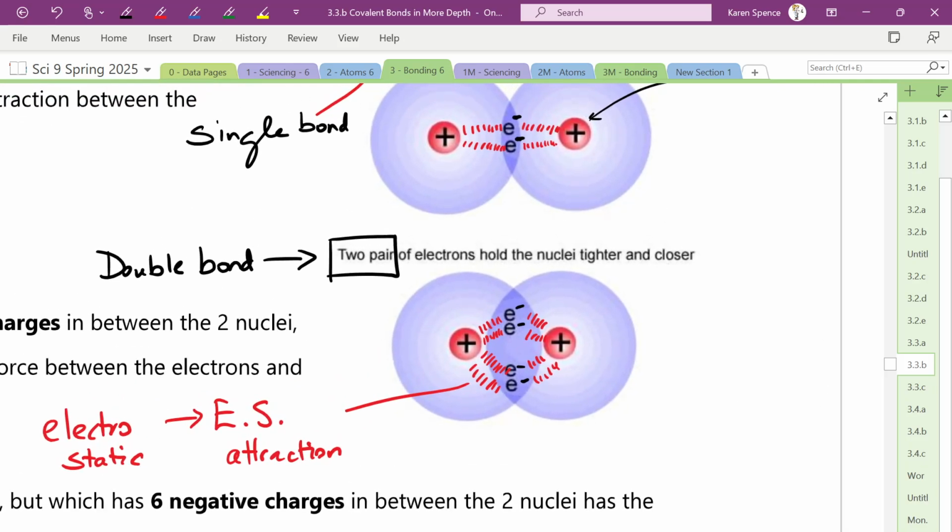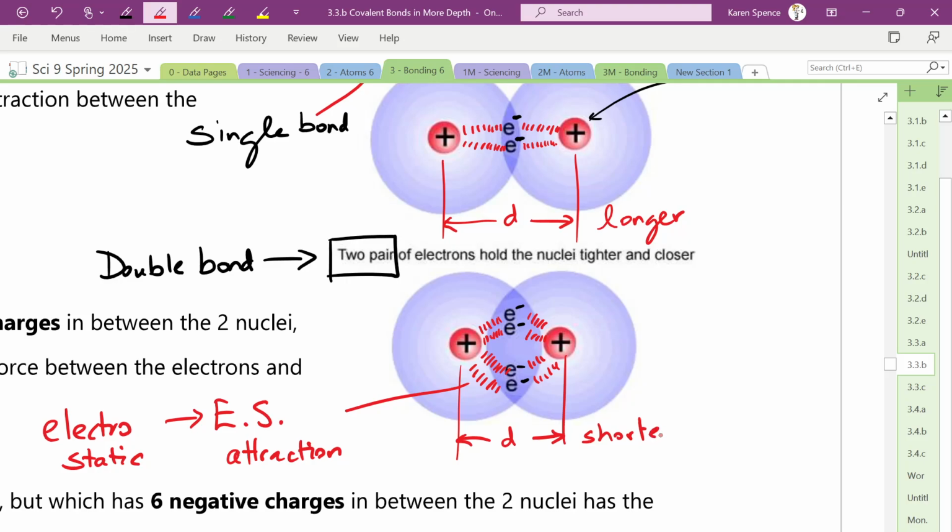And you'll notice that this distance is longer. And the distance here is shorter. So a single bond is longer and weaker. A double bond is shorter and stronger.